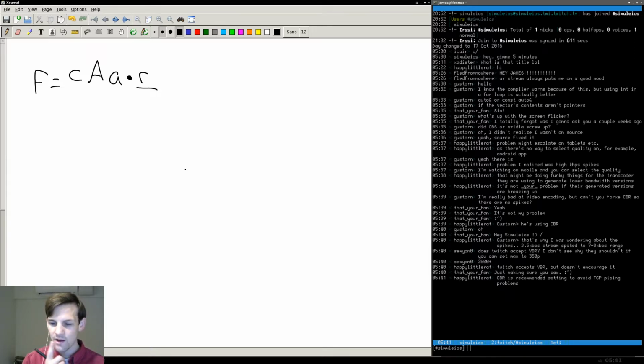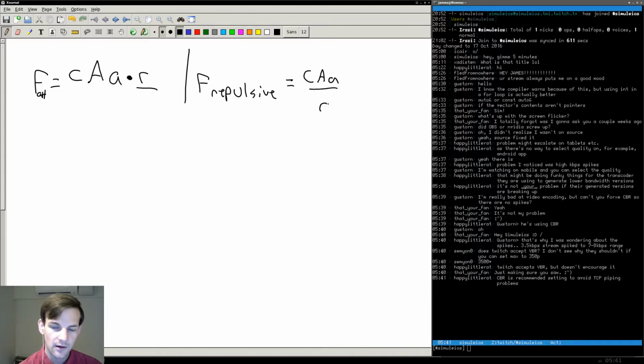Okay. What if we have a repulsive force instead of an attractive force? If we have a repulsive force, we might need to think about this a little bit differently. So if it's attractive, this is what we have. If it is repulsive, then we have this equal to CAA over R squared. There we go, now we're set.